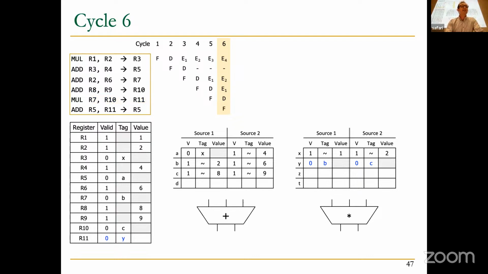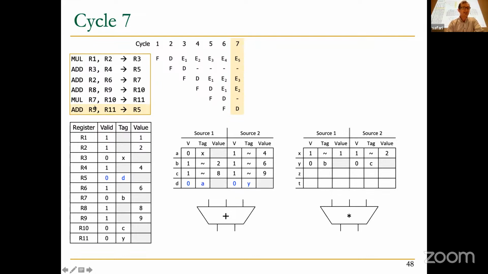Okay, cycle 6 is done now. Cycle 7, let's take a look at it quickly. Multiply is executing, add is waiting, the next add is executing, the next add is also executing. The next multiply cannot start execution because it's not ready yet, as you can see, 0, 0. And then the next add is decoded. If you look at this next add, its source is R5. R5 is invalid, and the tag is D.